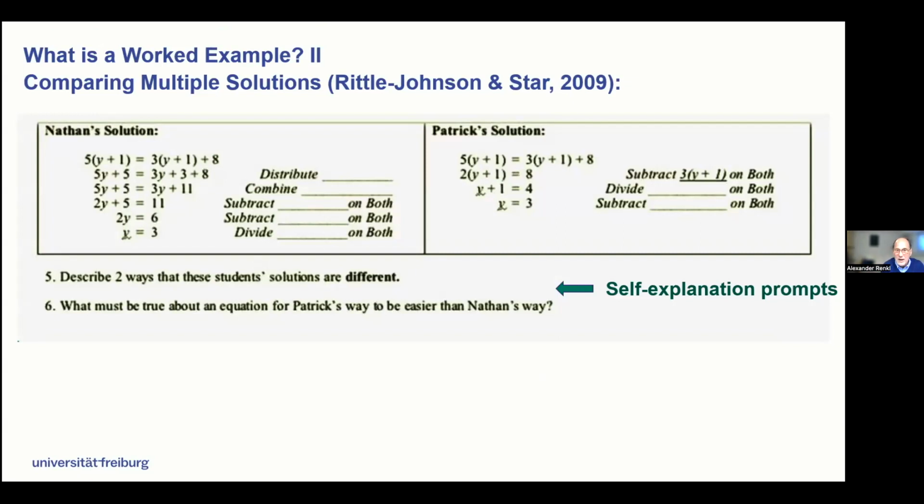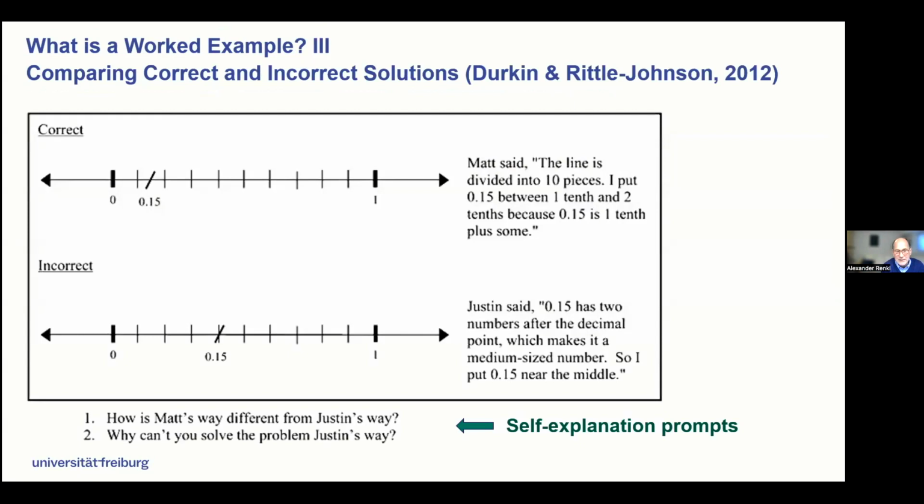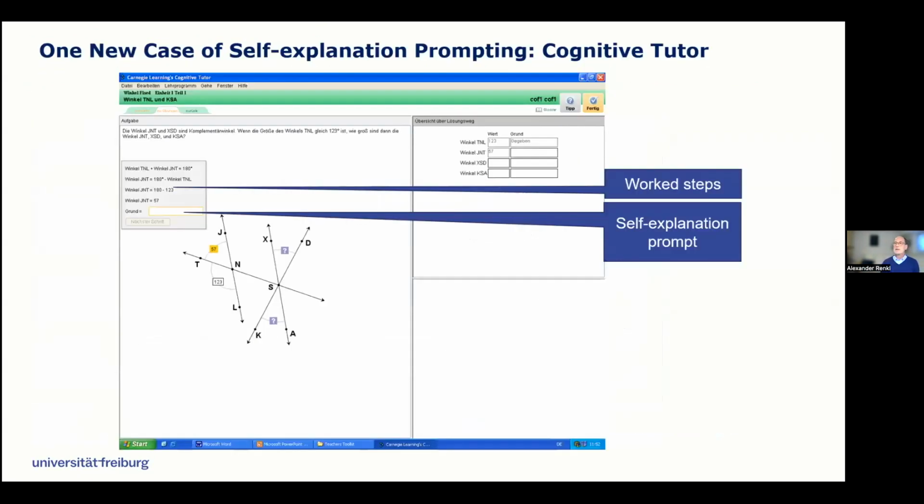We can also say that's a self-explanation prompt. But one new example, we also once had a cooperation with Carnegie Mellon University. Maybe you are familiar with the cognitive tutors. They are used in quite a number of US schools. This is a little bit of German on this screenshot because we had translated versions here. But in principle, that's a US product.